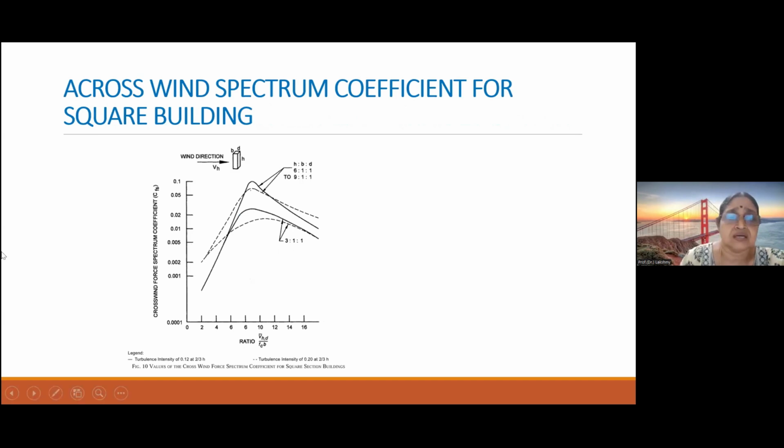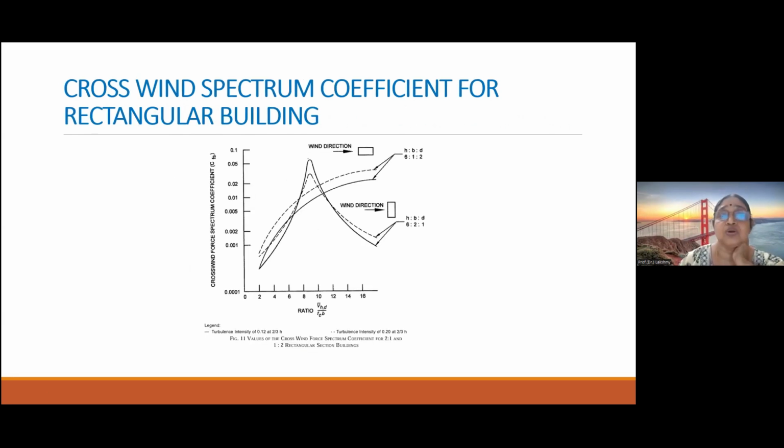And how the spectral force in the across wind direction has to be used actually for square building, like for different height to breadth ratio, these things have been given. And also for the across rectangular building, what is the crosswind force spectrum. These things have been worked out.